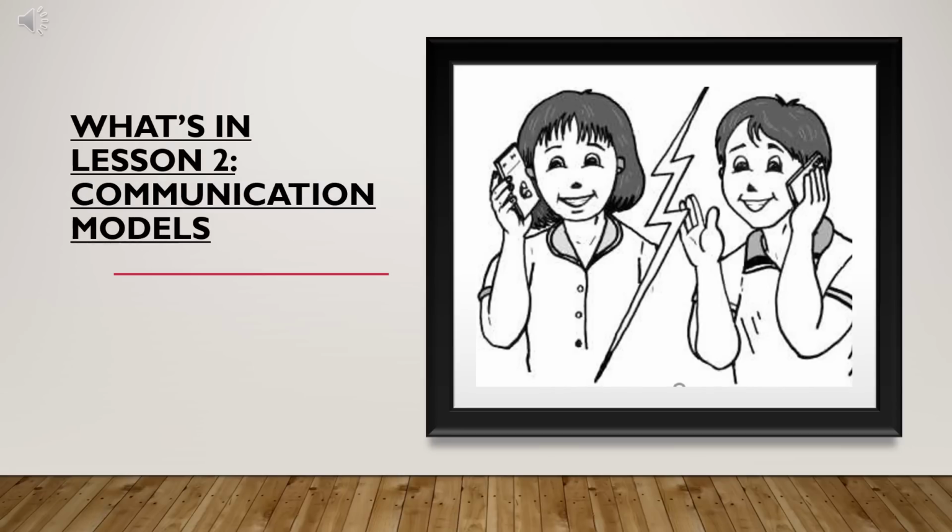What's in? Lesson 2, communication models. Look at the photo. You are perfectly correct. You have there a sender and a receiver, and they're making use of cell phones as their chosen channel. And you have their what? Yes, seems to be barrier. So let's figure out how that photo is related to our lesson for this week.